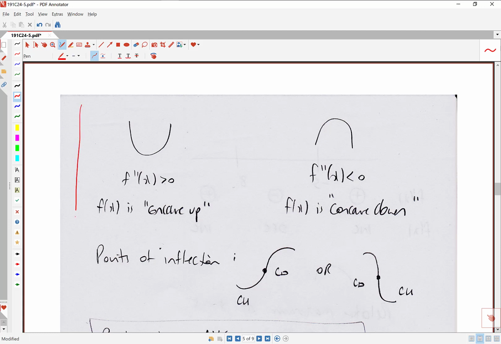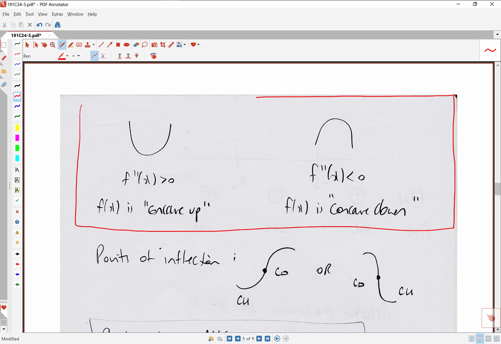So we're going to do a couple more definitions here. We're going to get into a discussion about the second derivative and see how that can help us in making sketches of polynomials. So here's our definition.